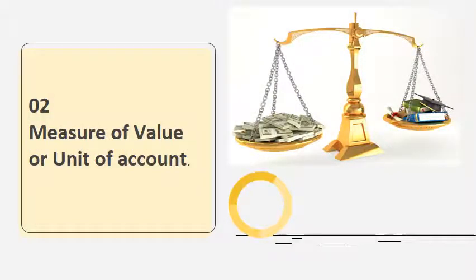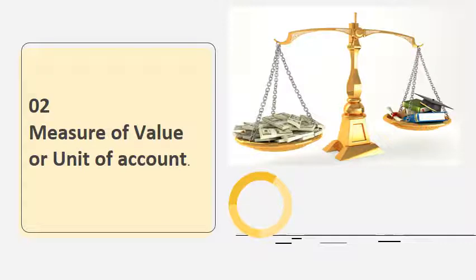Another primary function of money is measure of value or unit of account. Money provides a measure of value to goods and services or to commodities. It also serves as a common unit of account. Any transaction, any trade can be measured or given a form with the help of unit of account. Price is the value of a commodity or a service expressed in terms of money. Money enables us to compare the prices of commodities.